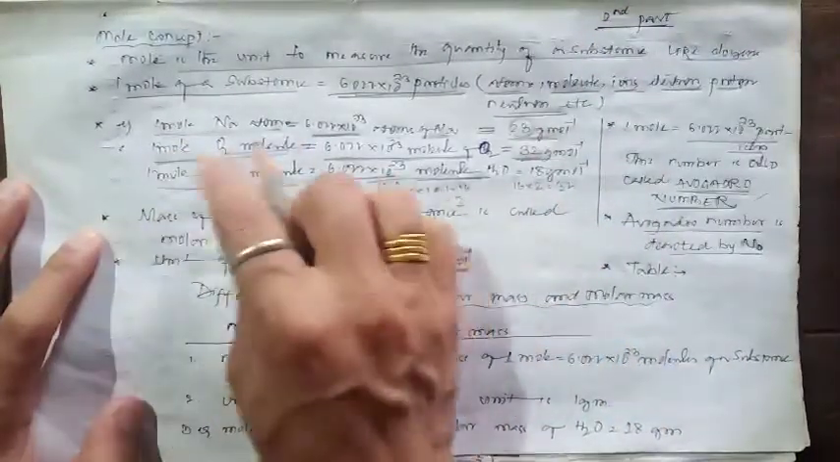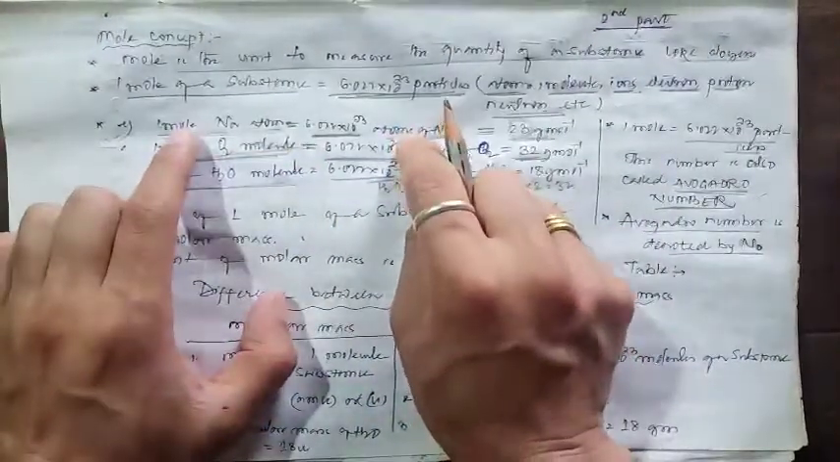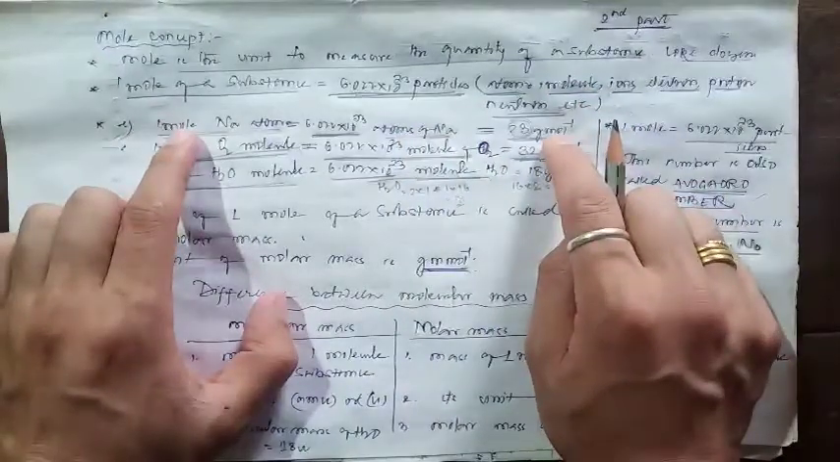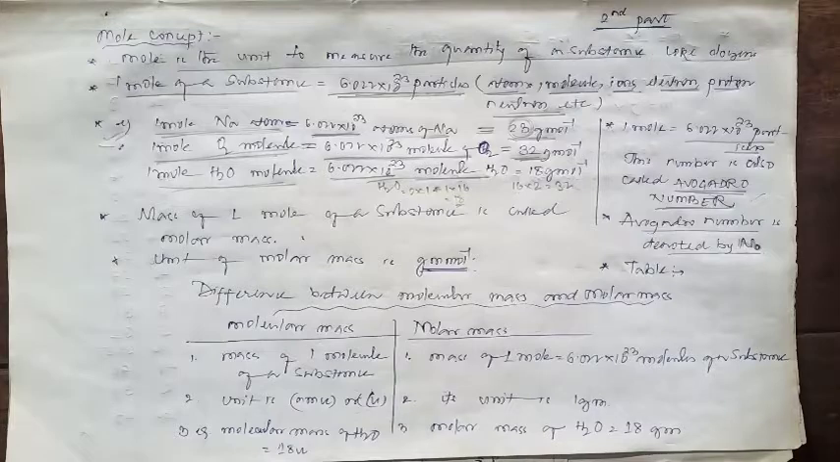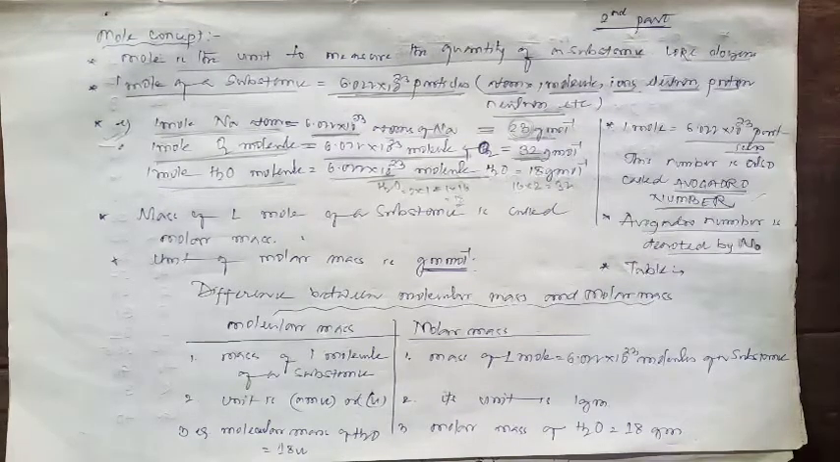So that's the relation between mole and atoms, and the relation between mole and mass. I hope you understood, student. So what is the relation between mole and number of atoms, and mole and the mass of atoms or molecules?